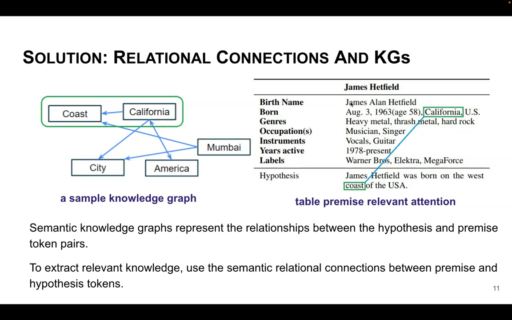First, we see connections between the premise and the hypothesis tokens in the knowledge graph. For example, in "James Hetfield was born on the west coast of the USA", west coast and California have a connection somewhere in the knowledge graph, as shown on the left side. So we found connections between the premise table and the hypothesis tokens, bigrams and trigrams, and then we look for those in the knowledge graph. Once we have this sample knowledge graph, we can use the relationships between them to better embed it. Like we know California is in the west coast, that information can be incorporated and used further in the addition process to make things work.